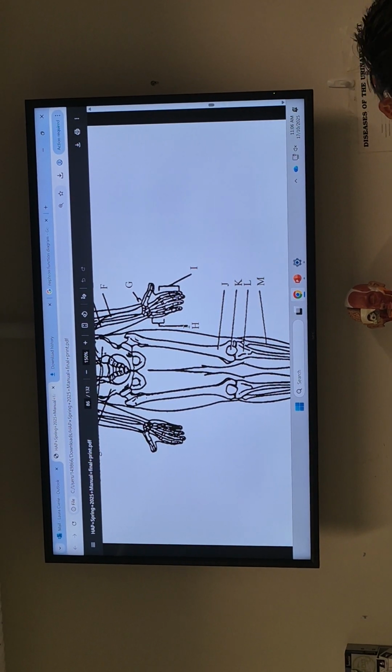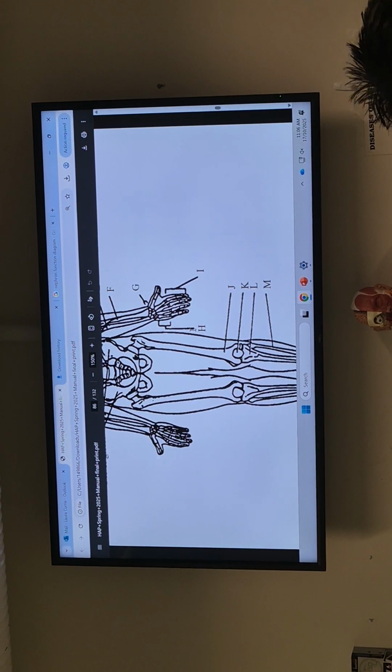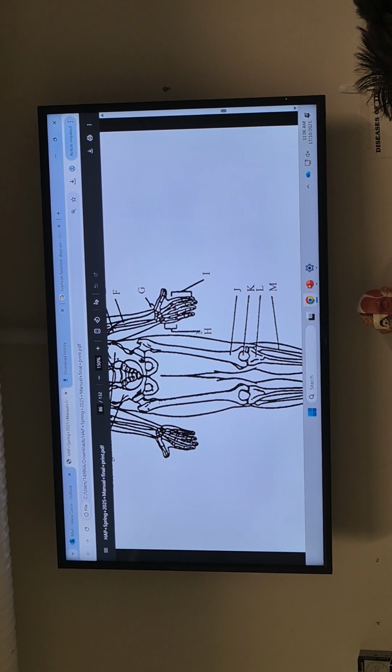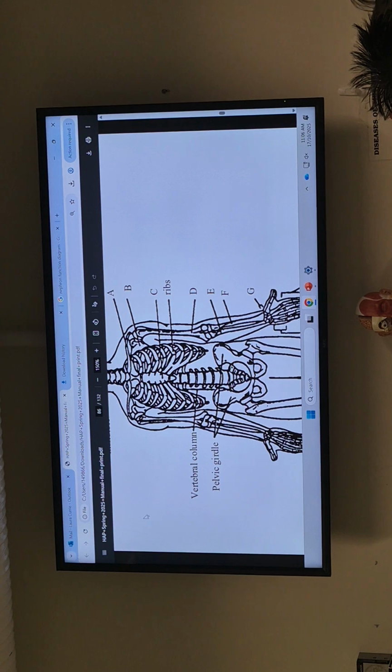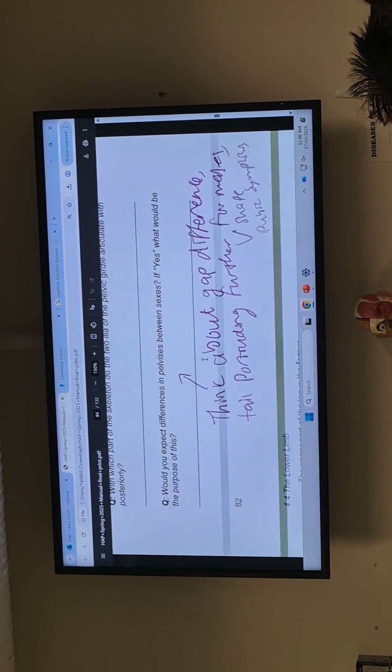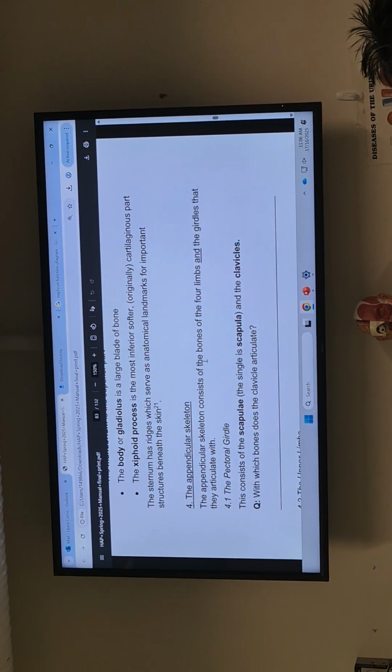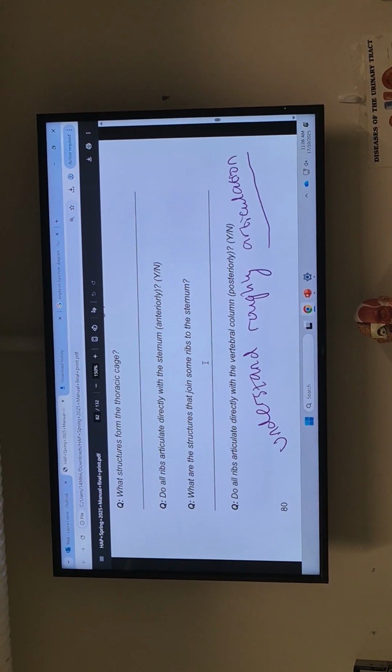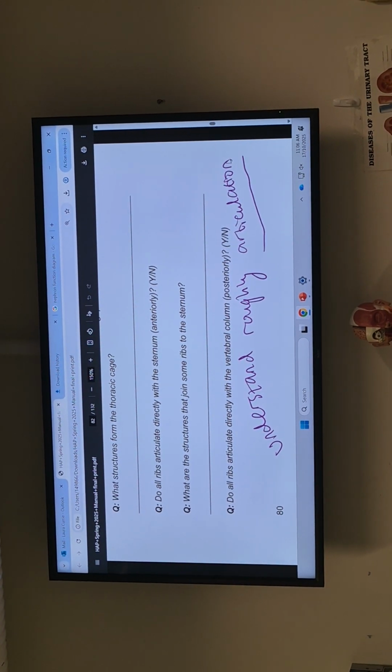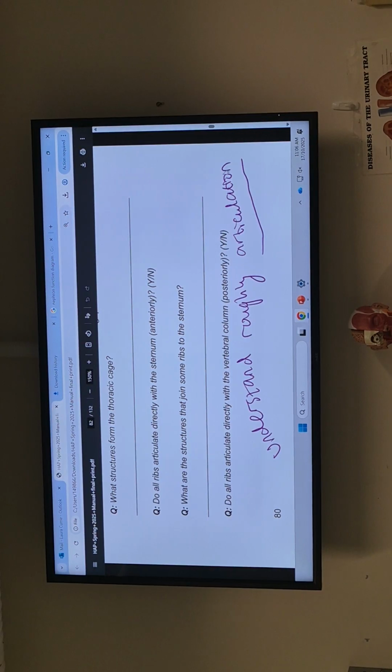Especially with bones and skeleton as well. It's so much easier to have things labelled than not. So have one of these, and then after that, you guys are going to be able to figure out articulations in the exam.